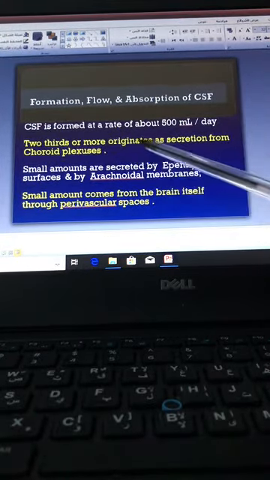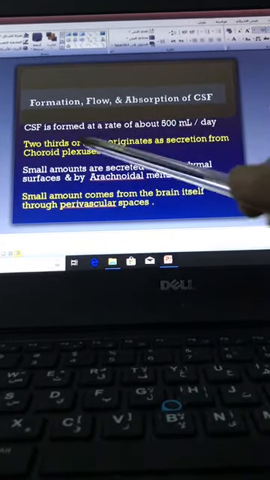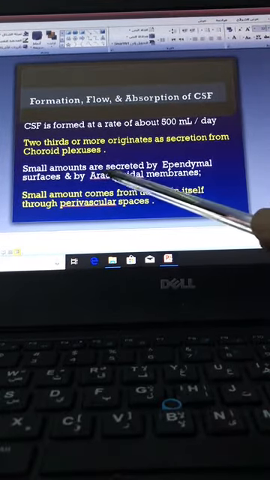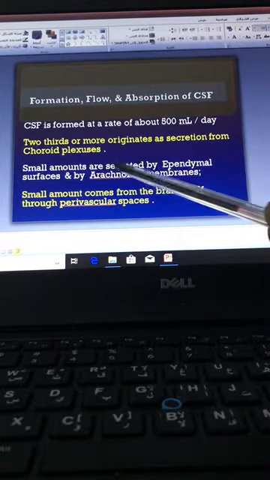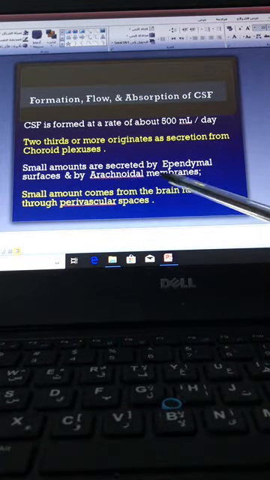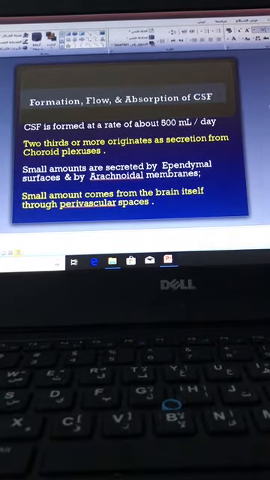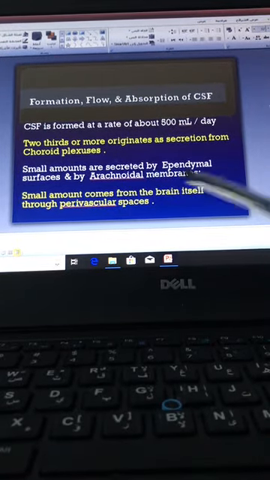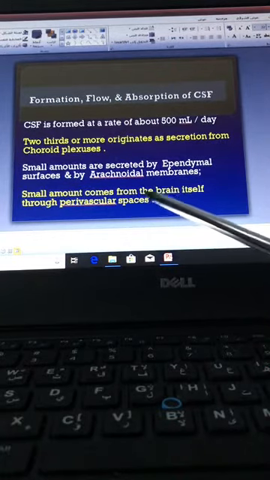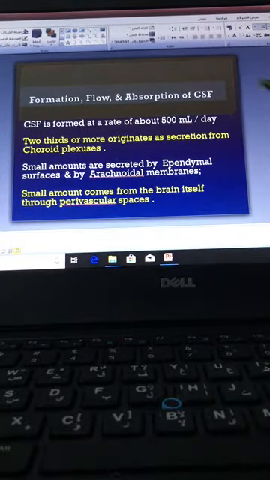Two-thirds or more originates as secretion from choroid plexus. أكبر كمية من الكورويد plexus. Small amounts غير هذه are secreted by ependymal surfaces and by arachnoid membrane. تعرفون الإبندايمال surfaces هي البطانة مال ventricles. Small amount comes from the brain itself through perivascular spaces.